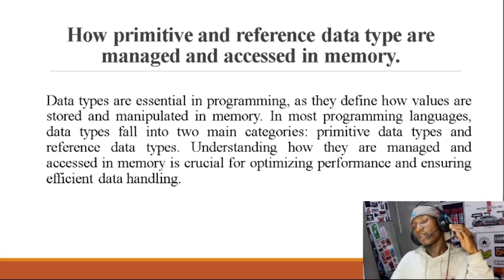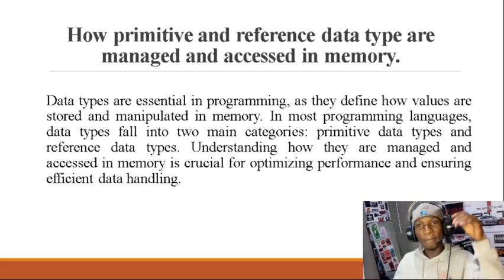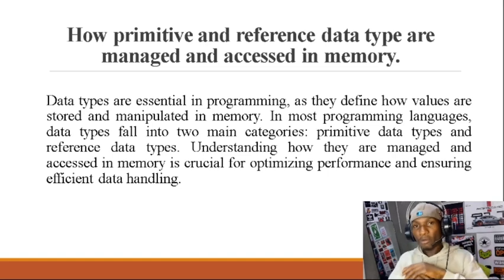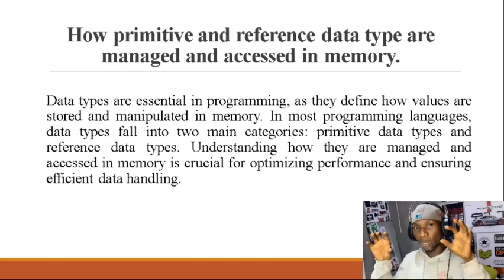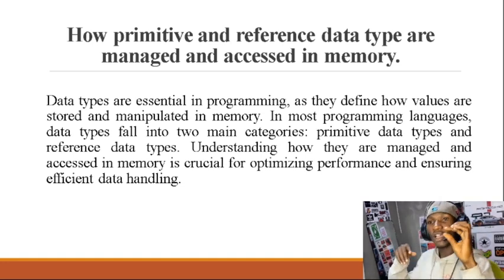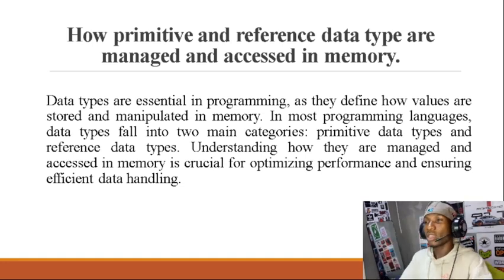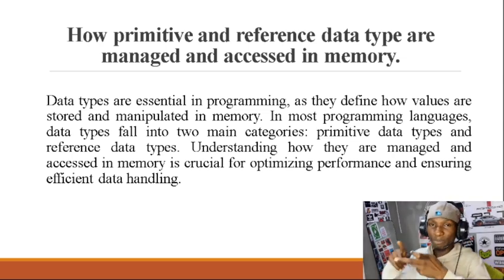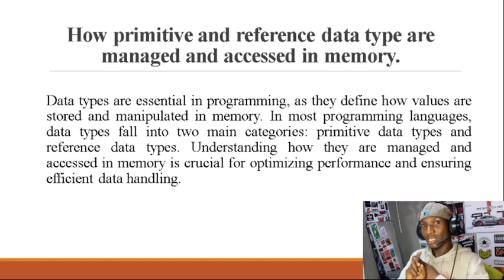And I'm here to talk about how the primitive and reference data types are managed and accessed in memory in relation to Java. Without wasting time, I would like to give a short explanation of what a data type is. Data types are essential in programming, as they define how values are stored and manipulated in memory. In most programming languages, data types fall into two categories, which are the primitive and the reference data types.